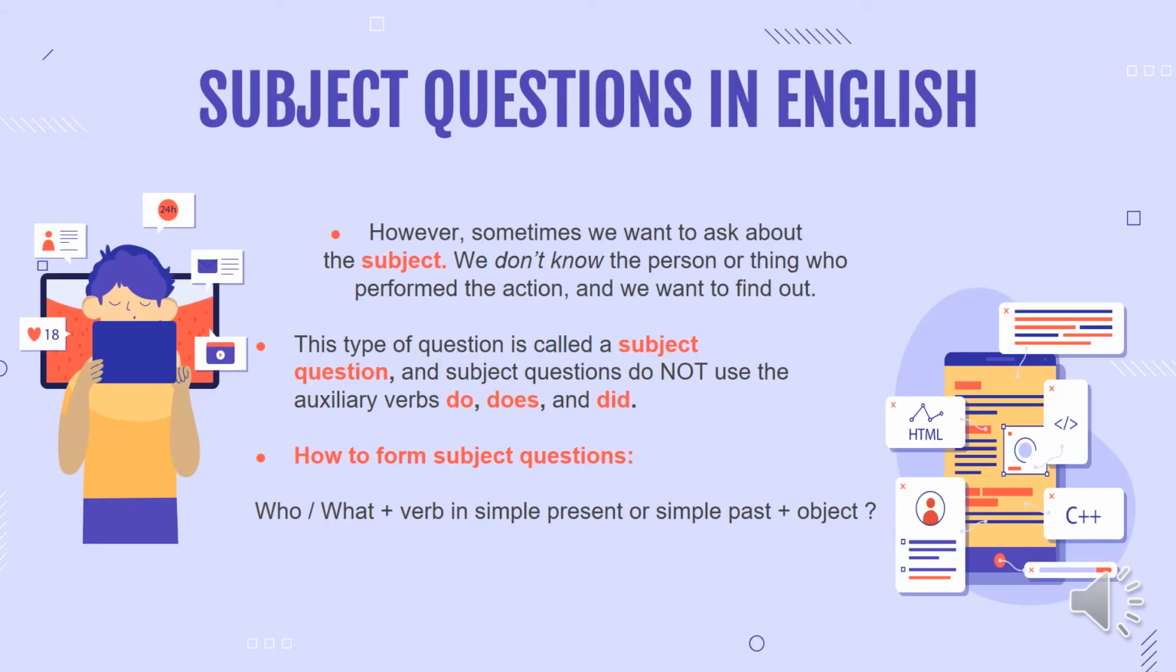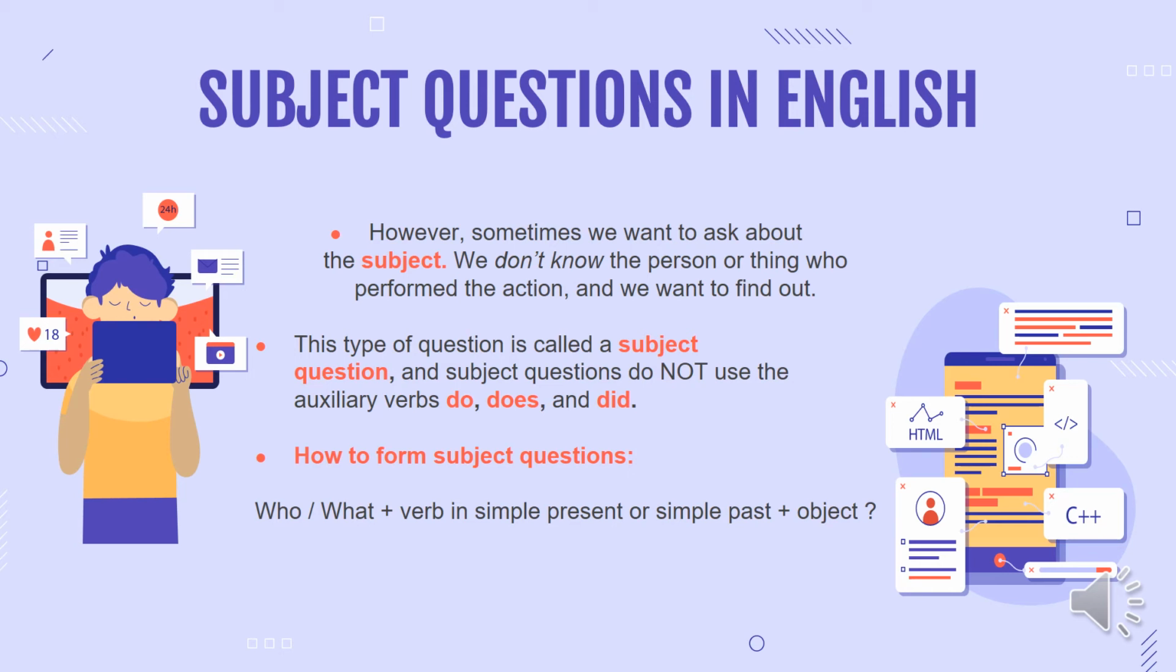Now, let's go to subject questions in English. However, sometimes we want to ask about the subject. We don't know the person or thing who performed the action, and we want to find out. This type of question is called a subject question. And subject questions do not use the auxiliary verb do, does, and did. This is important.